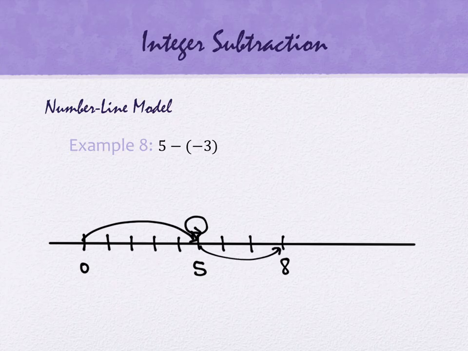So the first negative is telling you turn around. The second negative is telling you move backwards. Okay? All right, that is the number line model.